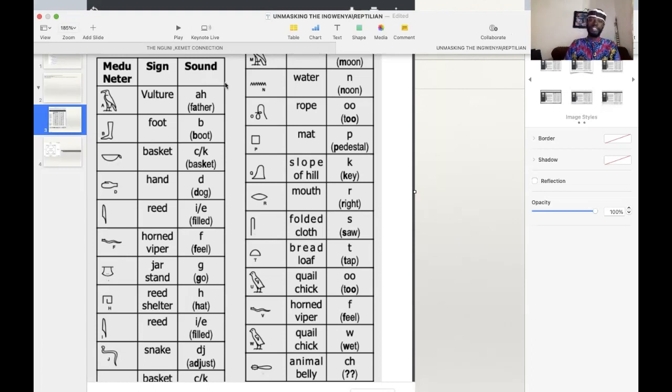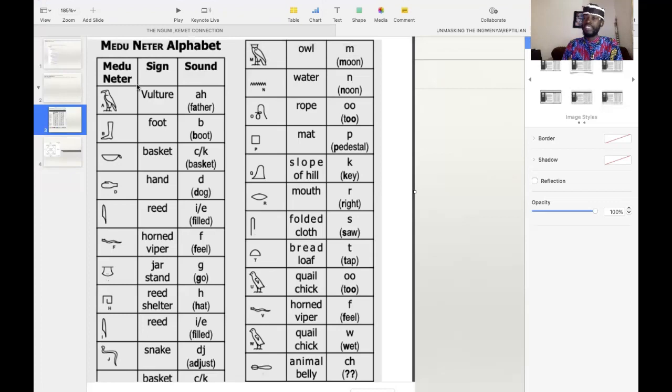Before you, as you can see, there's a Medu Neter alphabet. The Neter, as we've previously covered, is the godlike state in you. So a very funny occurrence happened to me when I was looking into this language, and I thought it prudent to share it with you, Banabeto. The Egyptian word for dog would be wa.